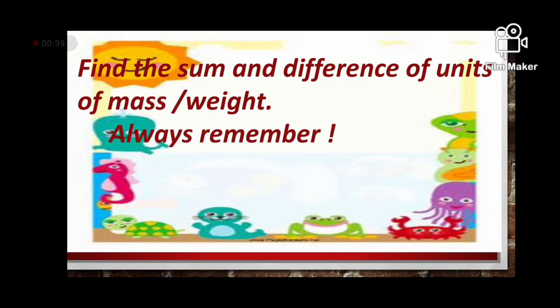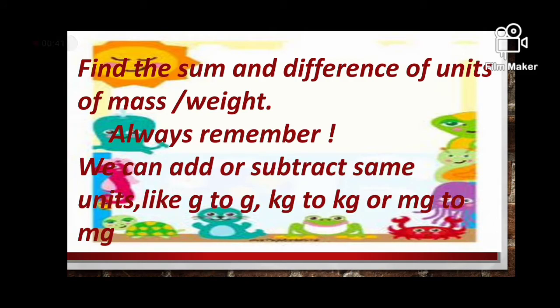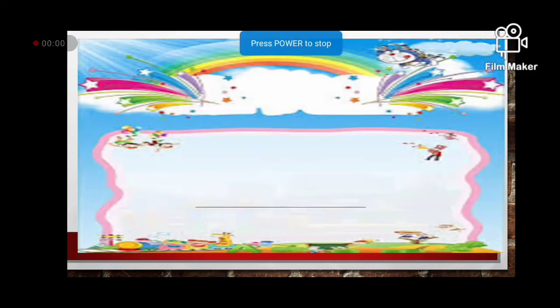Now we are going to add or subtract the units of mass and weight. Always remember, we can add or subtract the same units, like gram to gram, then kilogram to kilogram, or milligram to milligram. It means we cannot add different units together. If we want to add different units, we have to convert them to make them the same.